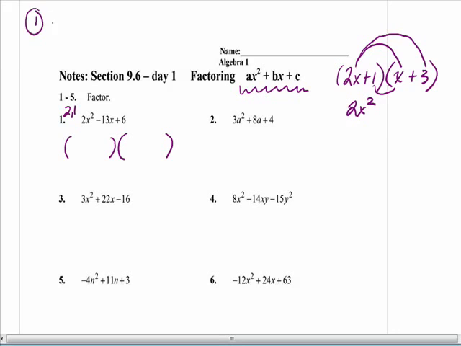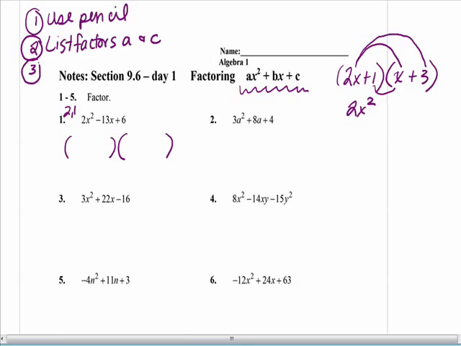Step number 1, don't laugh. Use pencil. If you use pen, you have to use pencil in my class anyways, but you're going to have to be comfortable with a little bit of guess and check. Then instead of just listing the factors of C, you need to list the factors of A and C. Then you need to find the product combination of outers and inners that will add to B.